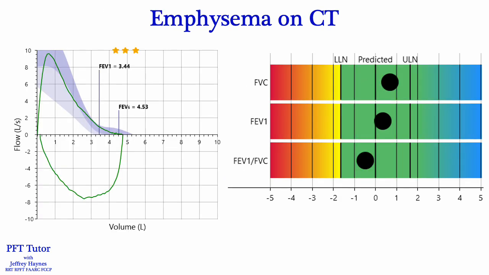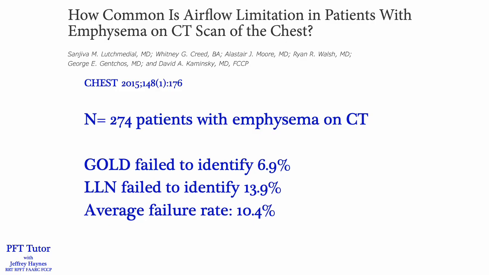Here's an entirely different form of pathology. This patient has emphysema on CT, but as shown here, his spirometry is completely normal. And this, in fact, is not very uncommon. This is a study from the University of Vermont published in Chest. They studied 274 subjects with emphysema on CT, and on average, 10% of the patients had normal spirometry. So we have to be careful declaring, oh, your lung function is fine based on spirometry alone.